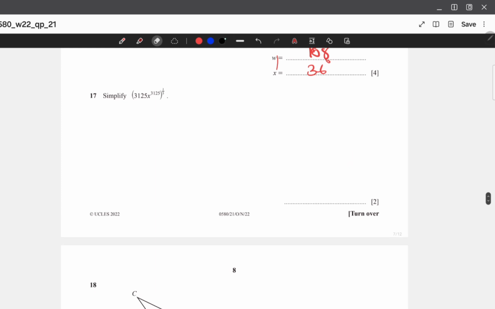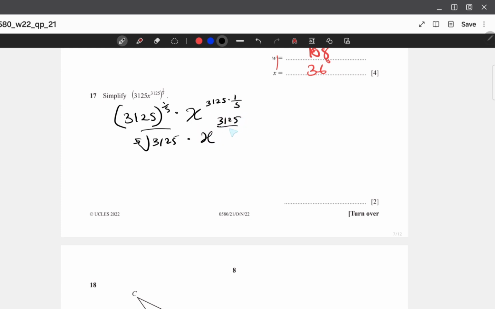Alright, now for number 17. What we need to do is notice that the power here is going to affect the number and the x separately. So 3125 raised to the power 1 over 5 times x raised to the power 3125 times 1 over 5, because the power multiplies the power. This is the same thing as saying the 5th root of 3125 times x raised to the power 3125 divided by 5. The 5th root of 3125 is 5, times x raised to the power 3125 divided by 5 will give me 625.